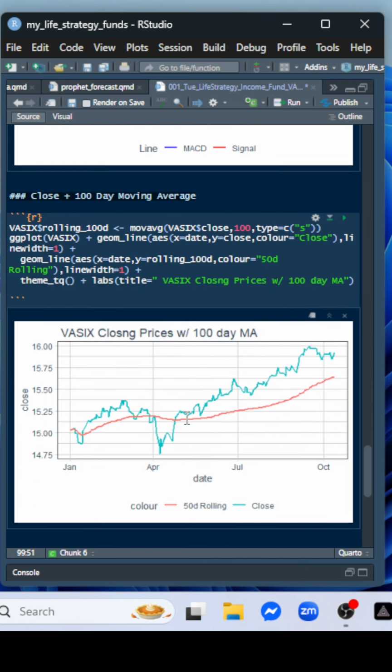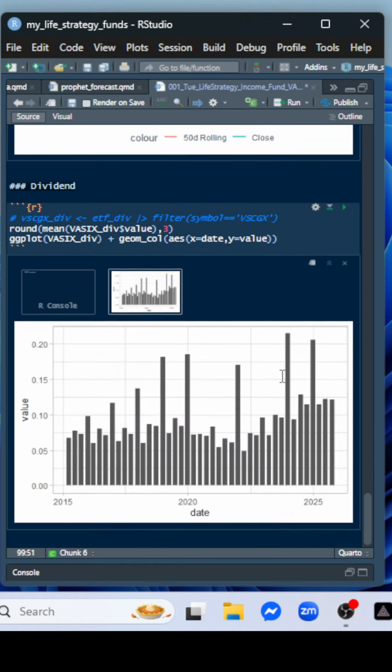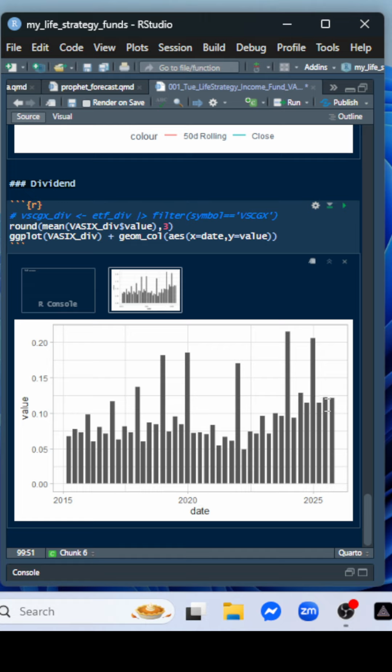The moving average, the good news is we're staying above the 100 moving average. You can see the volatility here, but we are staying above the 100 moving average, which is always a good sign. Finally, dividends. Always pays a dividend since 2015. It could be that they only pay them twice a year. I'm not really sure. But the last two dividends are about 12 cents a share.